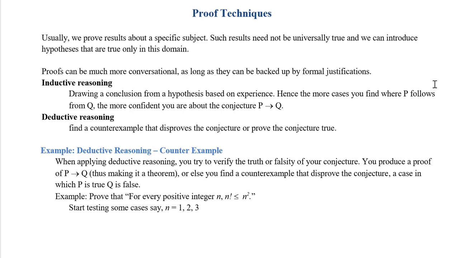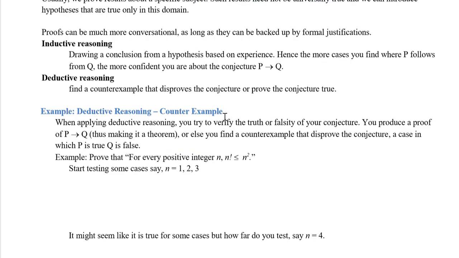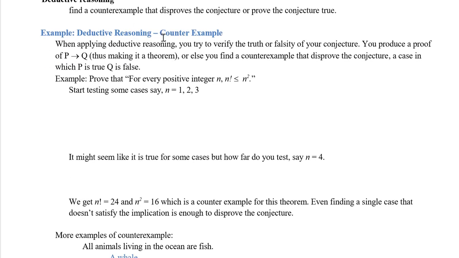As we've seen before in the previous chapter, we've seen inductive reasoning, and now we're gonna see some deductive reasoning. An example of deductive reasoning would be a counterexample. When you apply deductive reasoning, you try to verify the truth or falsity of your educated guess. So you produce a proof of if P then Q, thus making it a theorem. So all theorems are already proven.